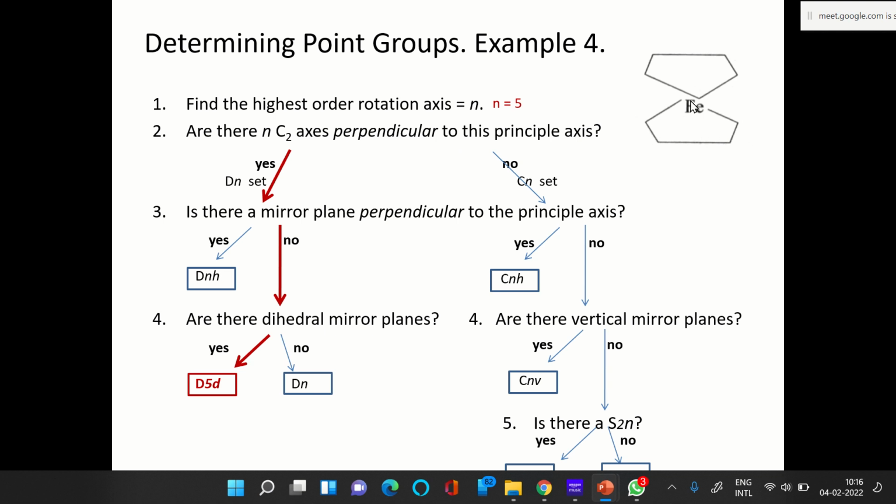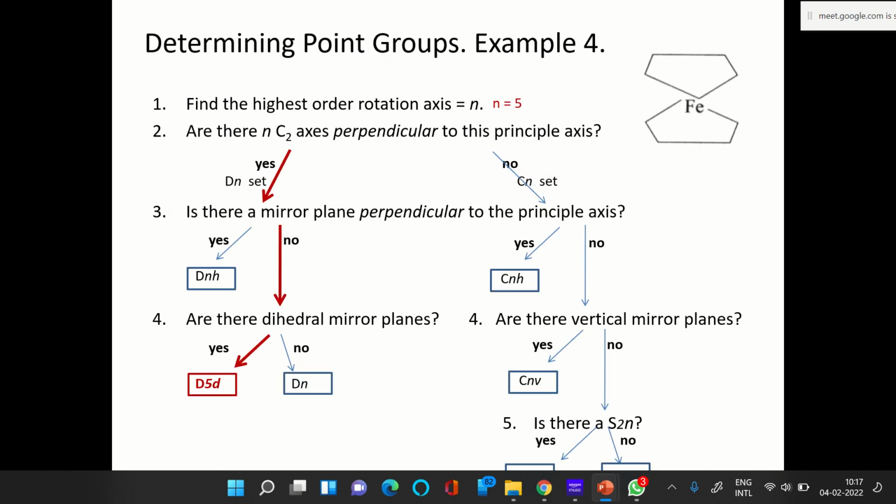And if you are looking at this ferrocene molecule, n is equal to 5, cyclopentadienyl C5H5. N number of C2 axes, yes. Five C2 axes you can find in the perpendicular plane. Is there a mirror plane perpendicular to the principal axis? No, you won't find that. Are there dihedral planes? Yes, D5d. This is how we do it.